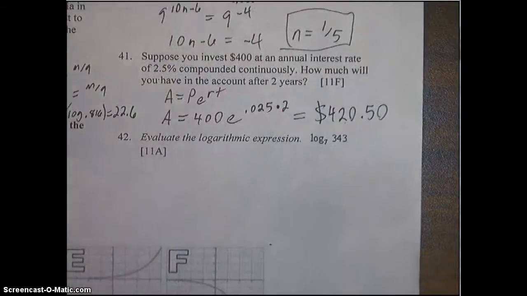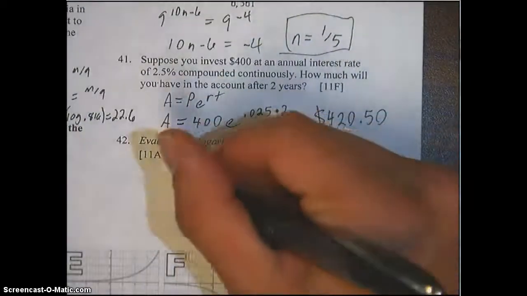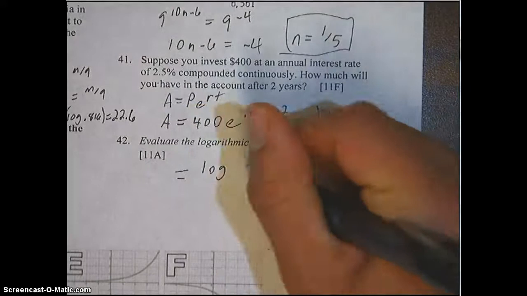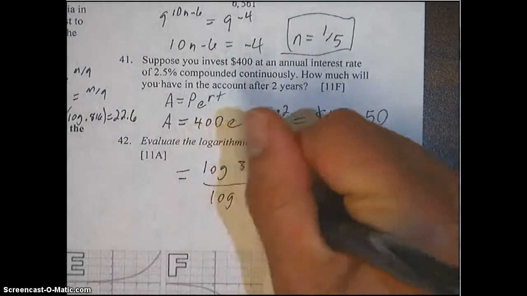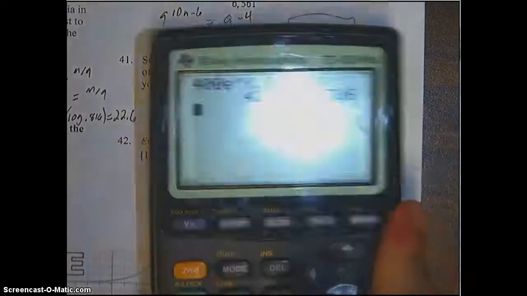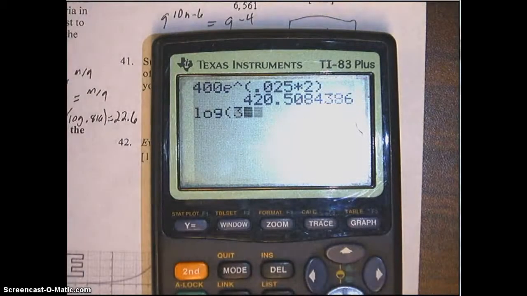Evaluate. Last one we're going to do here. Evaluate the expression. This is calculator work. Log 343, it's just your change of base formula, divided by log 7. Log 343 divided by log 7. That's 3.